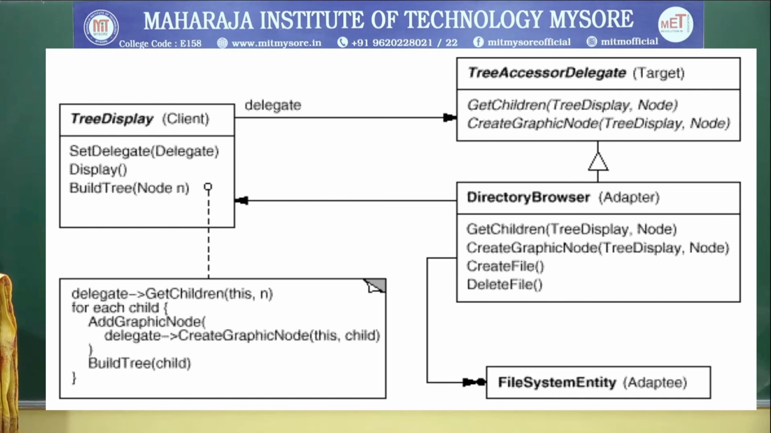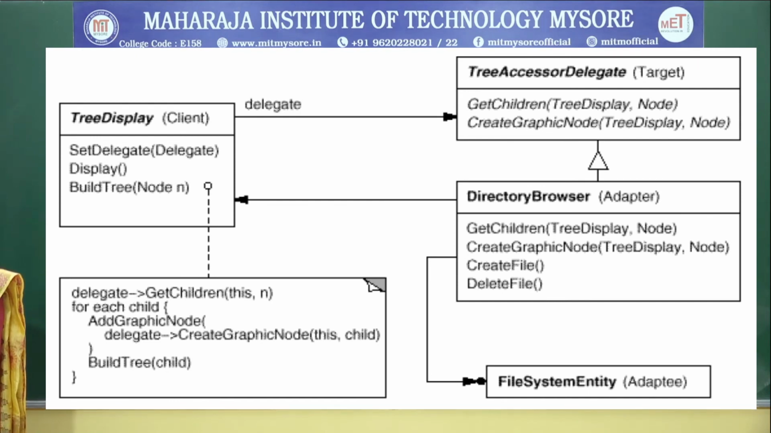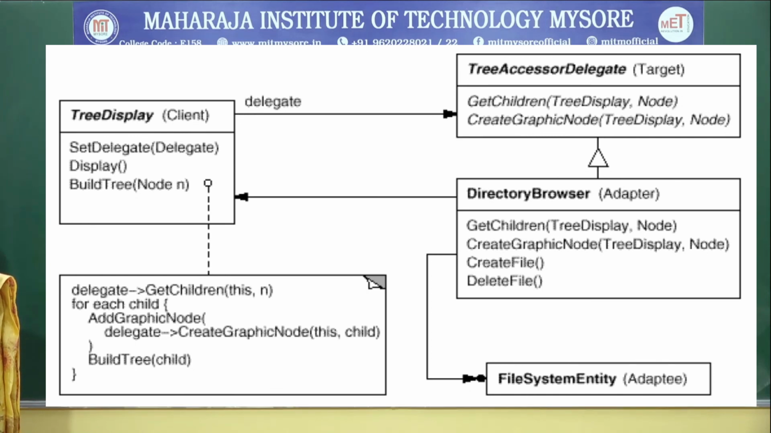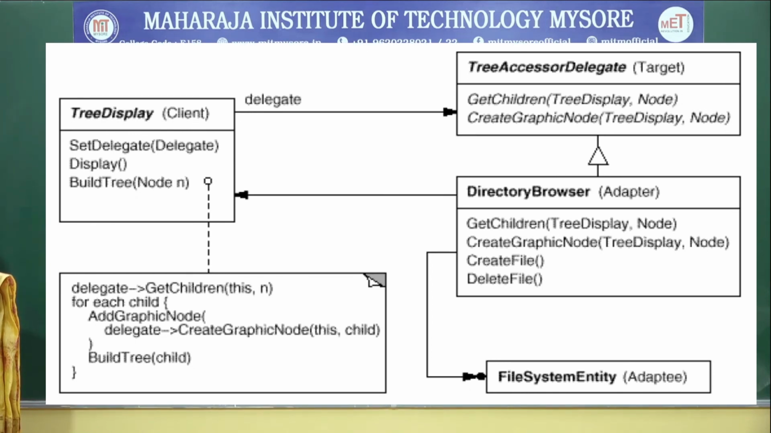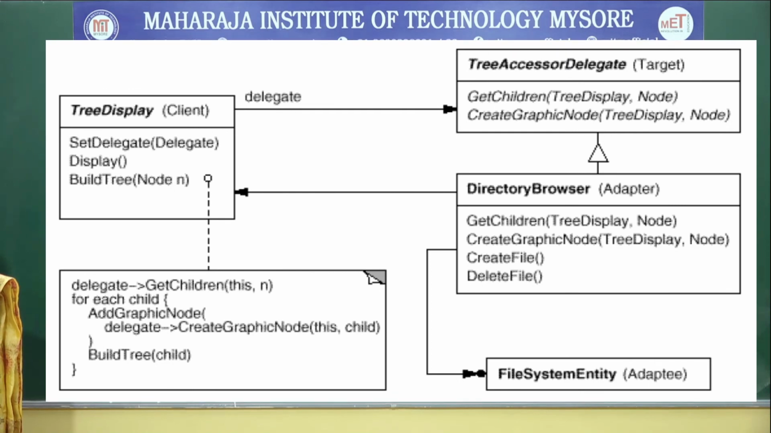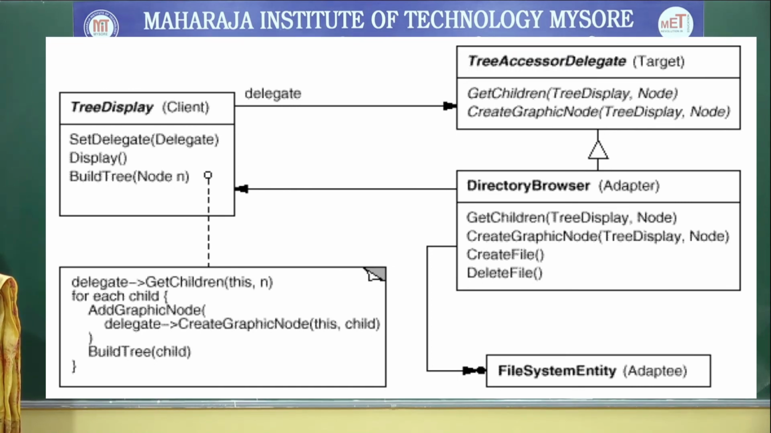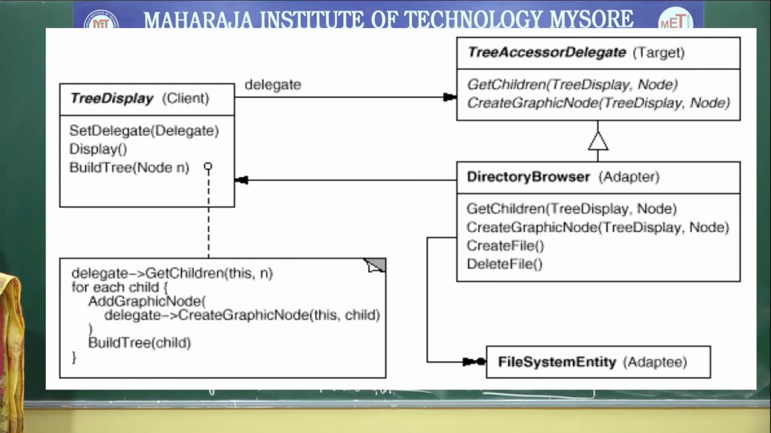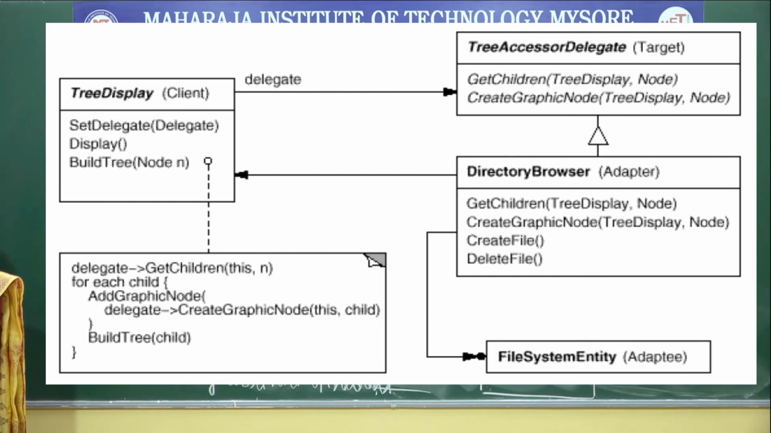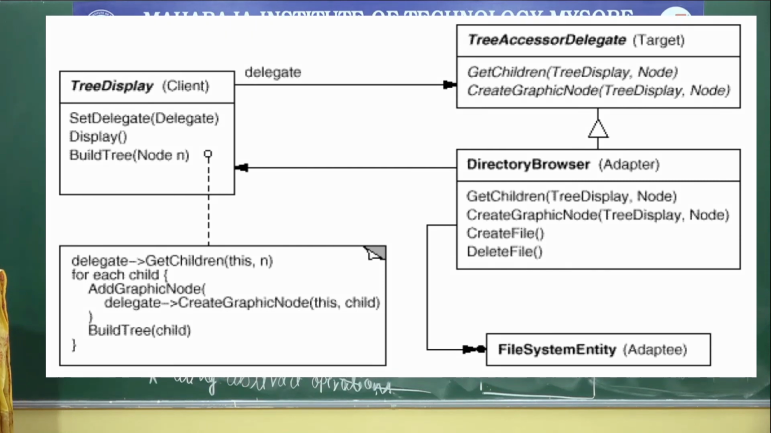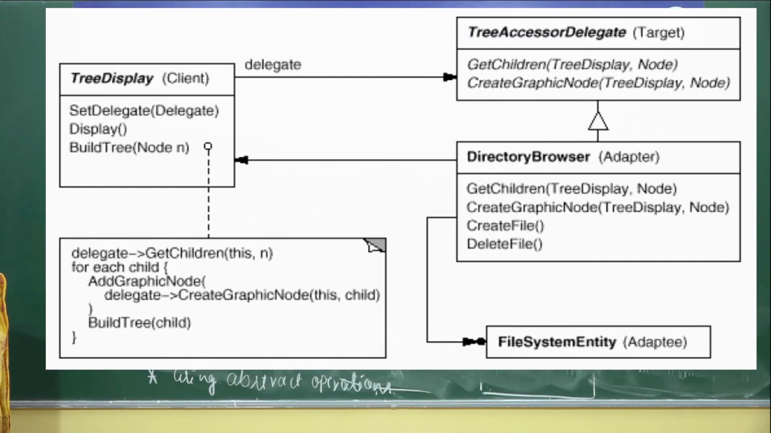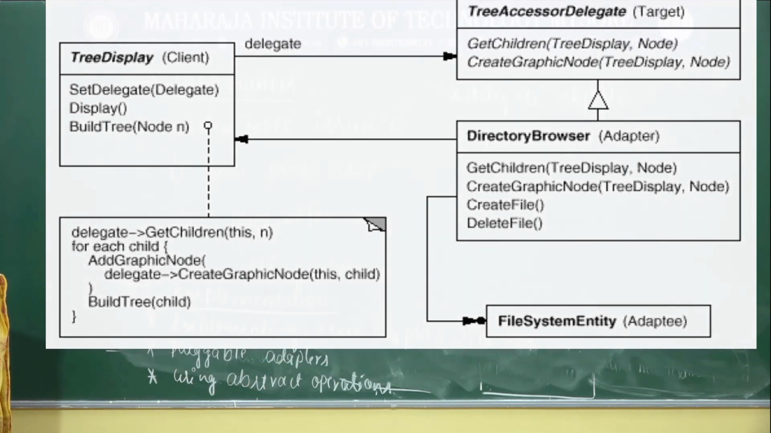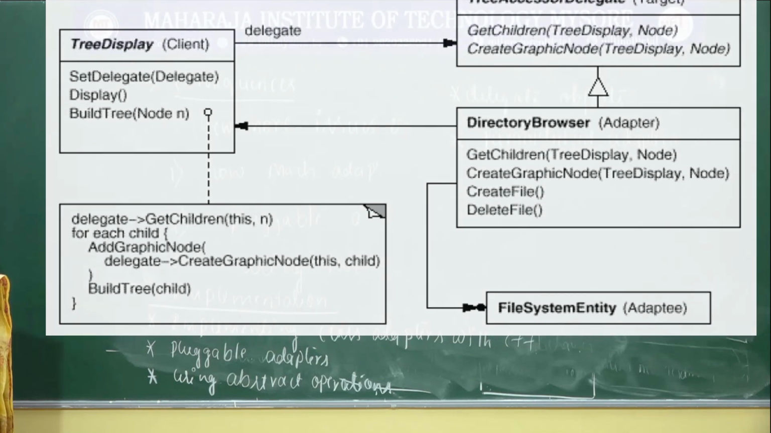And if you want to browse, you can use the directory browser, which is connected to a tree display. There you can see many operations: get children, create graphic nodes, get graphic nodes, and create file and delete file operations. So you can create and delete files. Here the directory browser is an adapter, and the tree accessor delegate is a target, where I need to make changes. So I have used the delegate object, that's it.